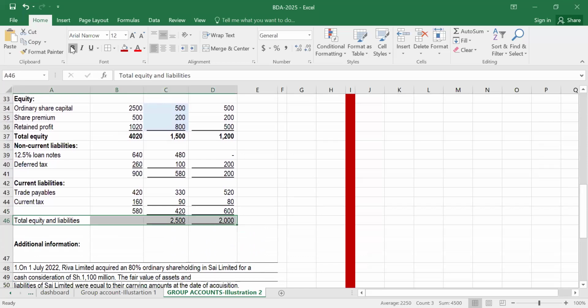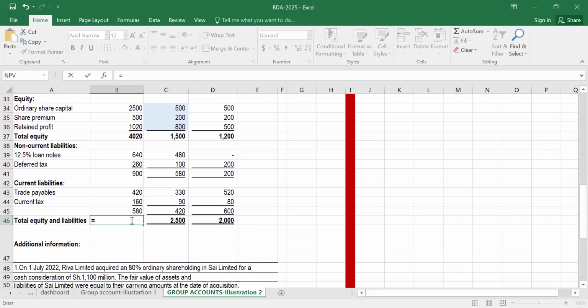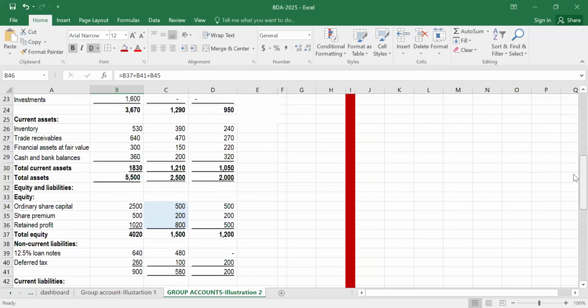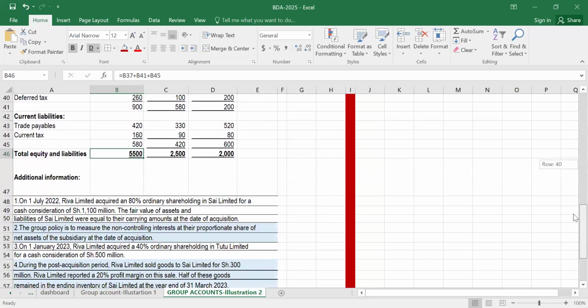And I think there is something which is missing here, because here we should have the total equity and liabilities for the parent, which should be equal to this one, plus non-current liabilities, plus current liabilities, this one, which should give us 5,500. And I think we can confirm, because this one should be the same as the total assets. Yes, the total assets, you can see they are 55. So that means that figure is okay.